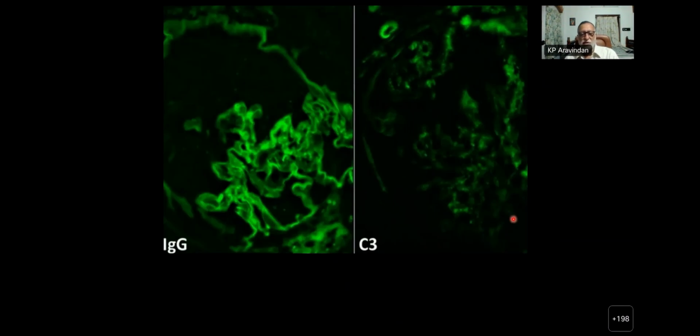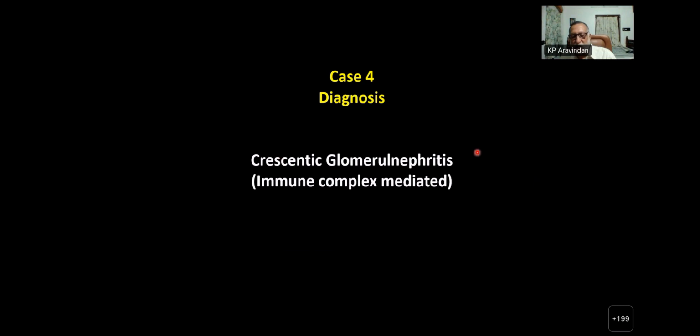This case, I'm sorry, I'm not 100% sure this is this particular case or some other case. But as an example, I'm just showing that this is IgG and C3 positive, and so you would diagnose it as crescentic glomerulitis, immune complex mediated. But I have a doubt that the case that I showed is probably not this one, maybe another one, ANCA related. Are there any pointers to say in the histology that the cause is ANCA vasculitis?